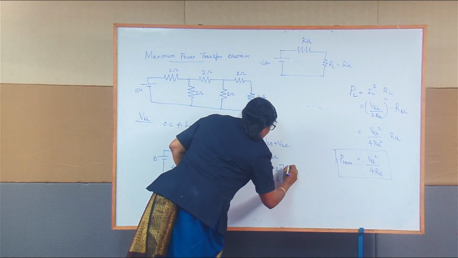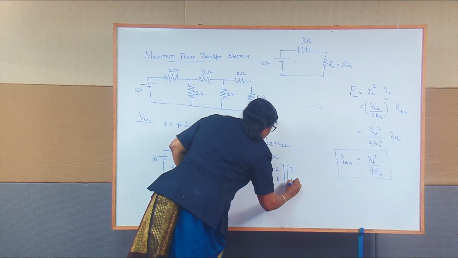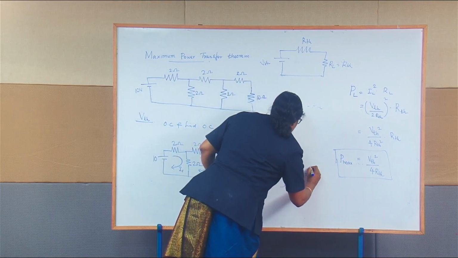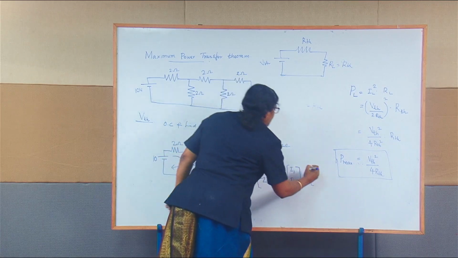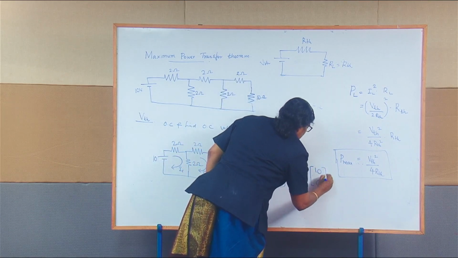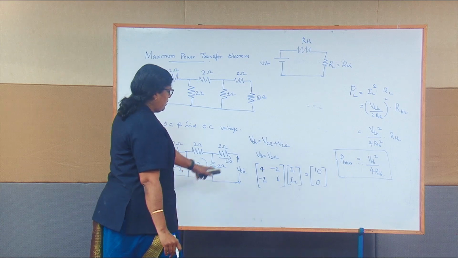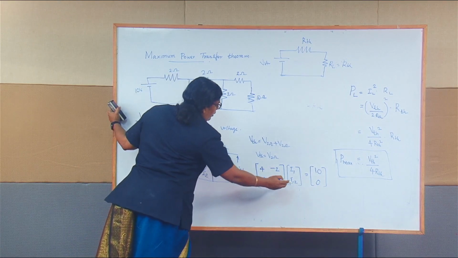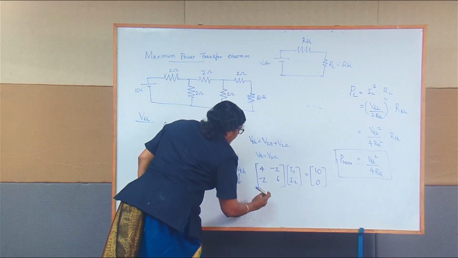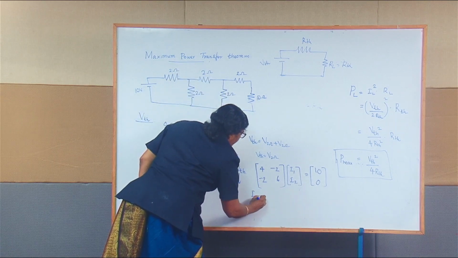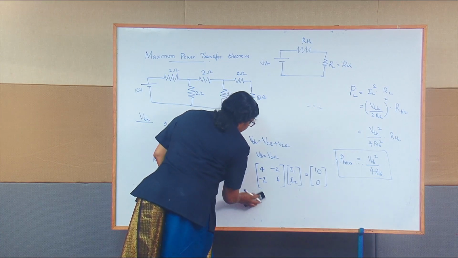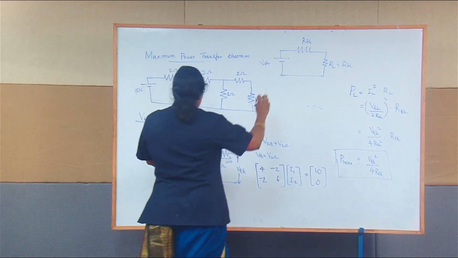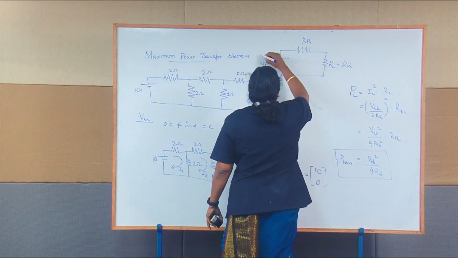6. In the first loop alone we have a voltage source; in the second loop it is 0. So from here you can find your I1 and I2 values. Once you get the I2 value, you can substitute it in the equation and find your V Thevenin.